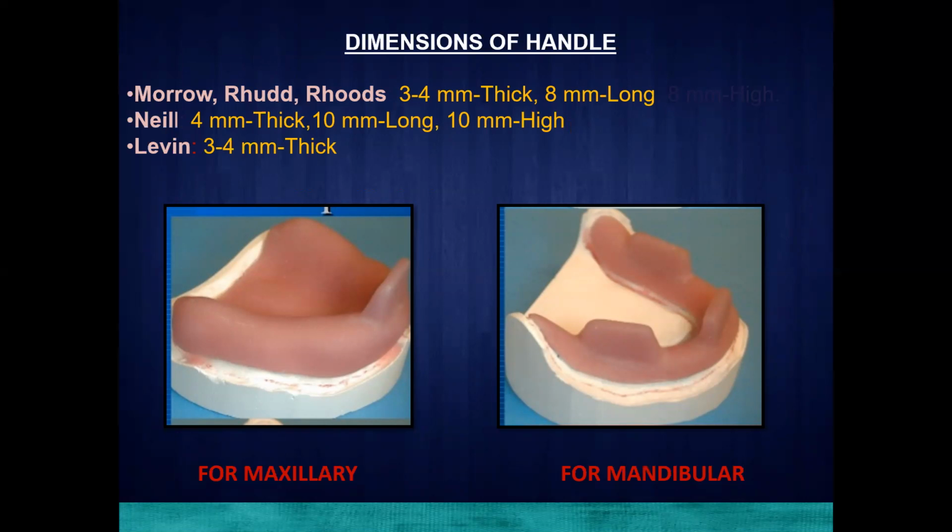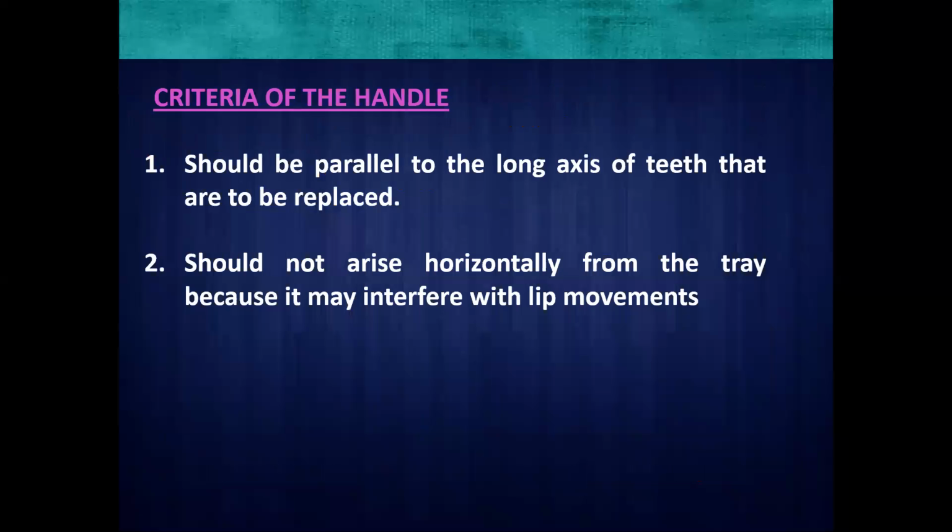In the maxillary, the handle is made in the anterior area, keeping it at a 45-degree angle, whereas in the mandibular, the angle to be kept is 90-degree, and two additional handles can be given in the posterior area over the molar areas, which can act as rest seat. The criteria of the handle is it should be parallel to the long axis of the teeth that are to be replaced and should not arise horizontally from the tray because it may interfere with the lip movements.